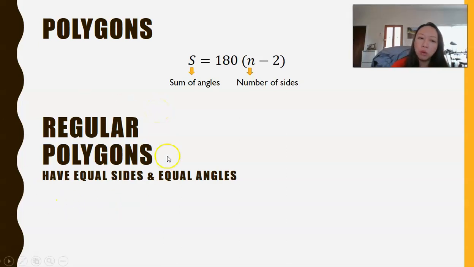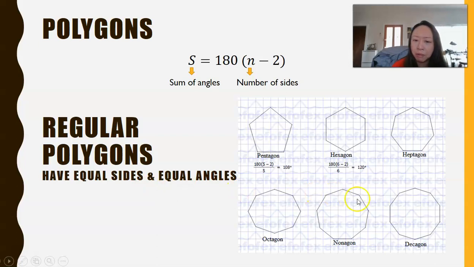We need to also be aware of regular polygons. So what is a regular polygon? They are polygons that have equal sides and equal angles. I'll show you some examples over here. The first one is a pentagon. If all of the sides are of equal length, then it is a regular pentagon.